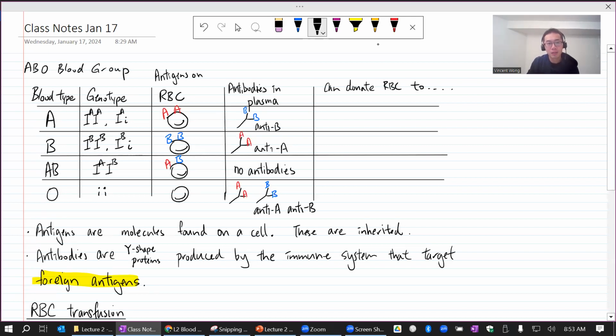So why don't you fill this in? Who can type A blood people donate red cells to? Again, I have to emphasize, we are only donating red cells. That's why I don't care about the antibodies in the donor, because those antibodies are taken away before the transfusion.